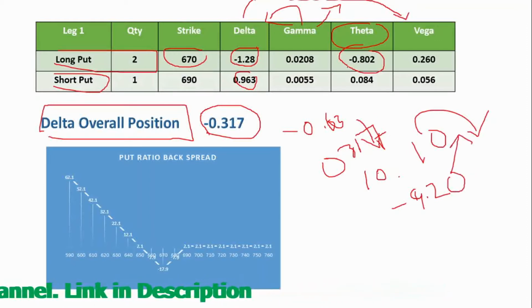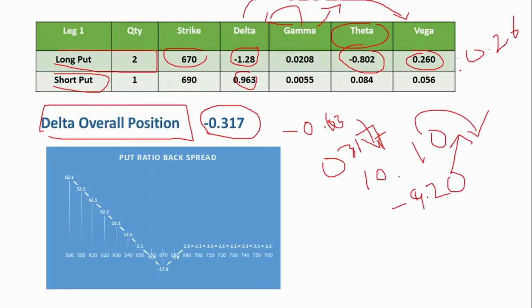For Vega, what is the implied volatility at this strike price? We have 0.26. If volatility increases by 1%, 0.26 rupees will be added to the premium. For example, if volatility increases by 10%, the premium will increase by 2 rupees 60 paise. And if volatility falls by 10%, it will decrease the premium by 2 rupees 60 paise. So this is Vega.